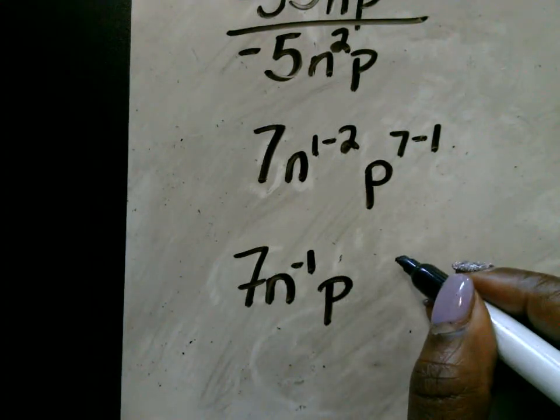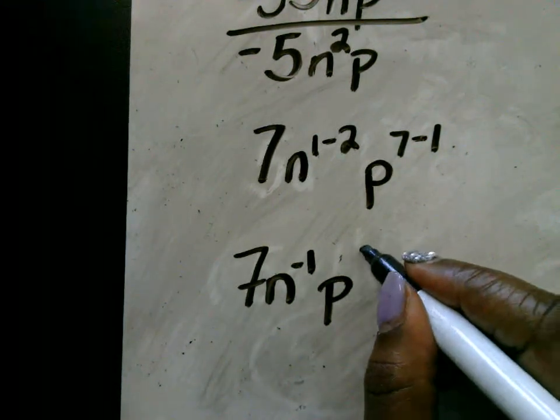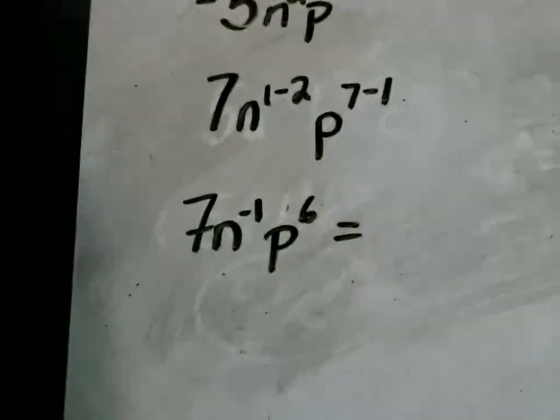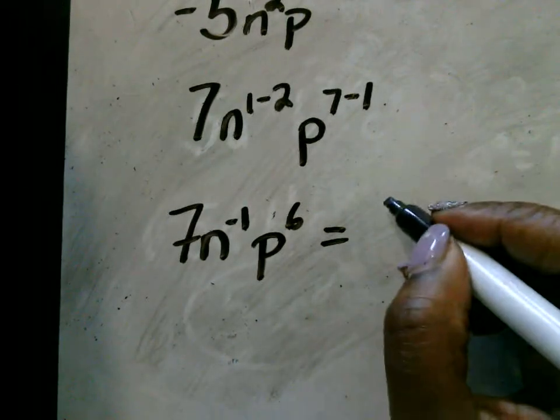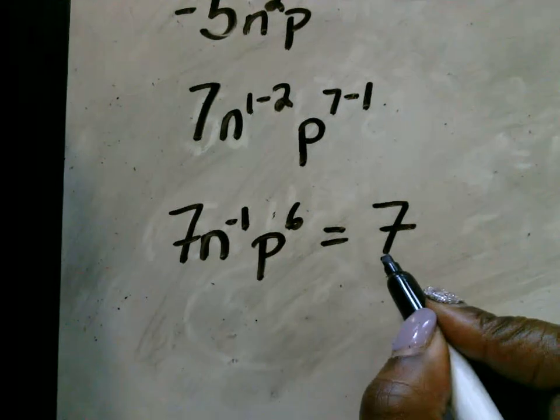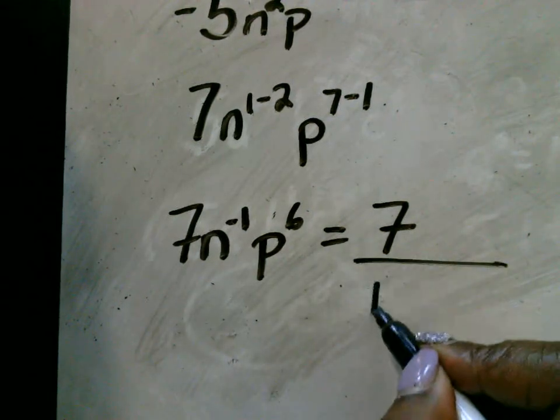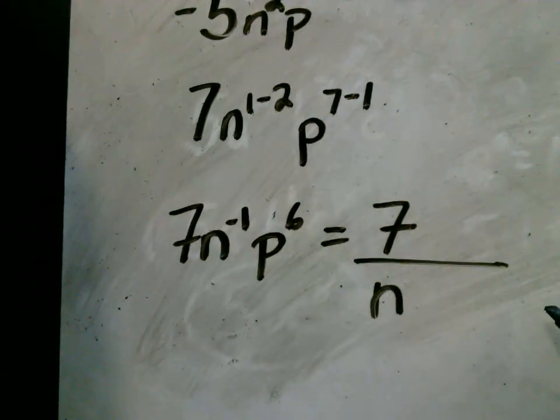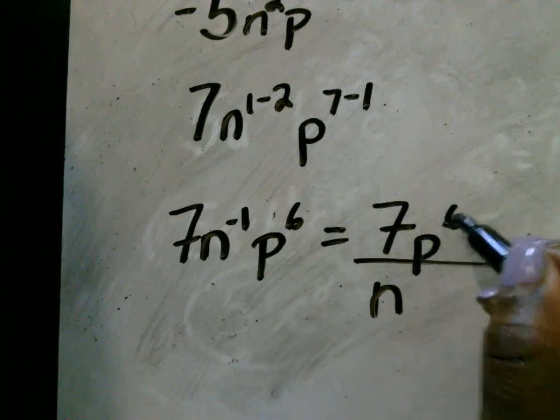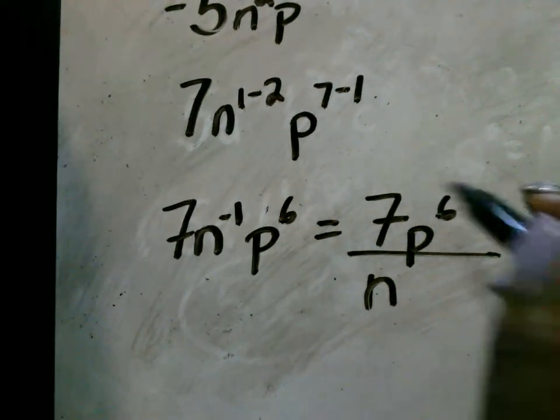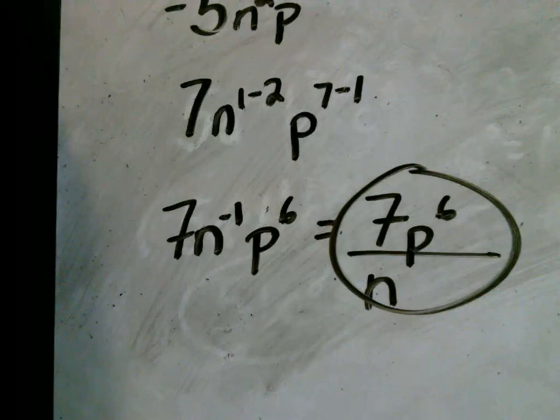P to the what power? 6. Can't have a negative exponent. How do you make it positive? 7 doesn't have a negative exponent. Leave it there. We'll put N down to the bottom to make it a positive 1. And then leave P. It's not a negative exponent. This is your answer. Okay.